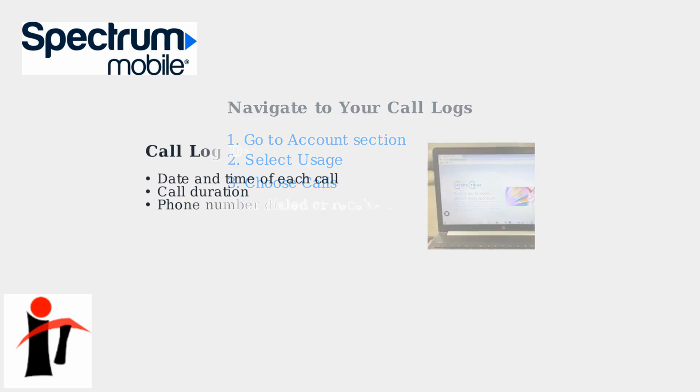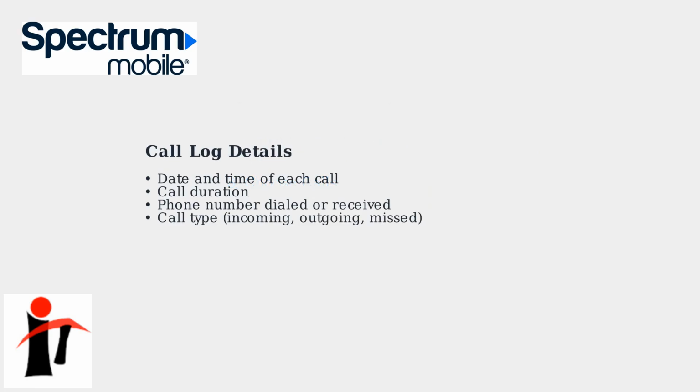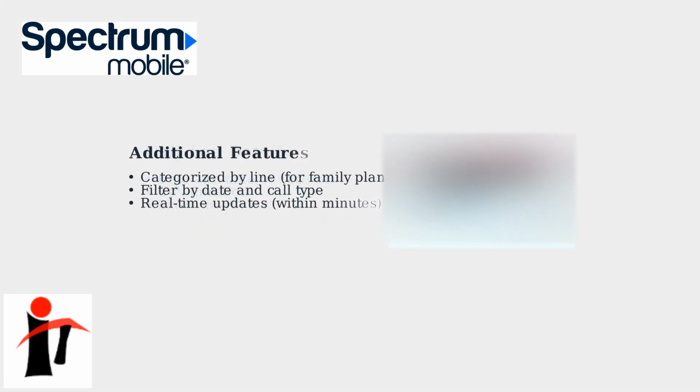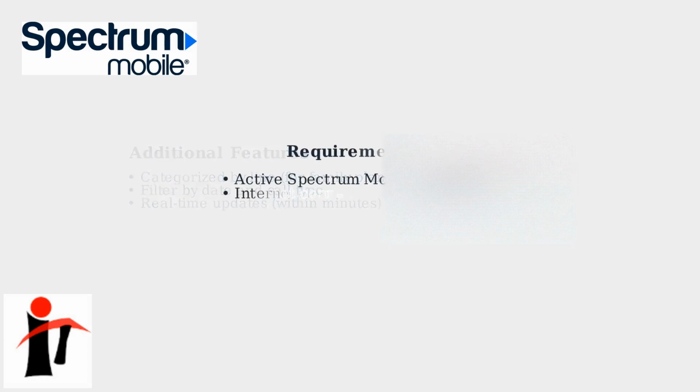In your call logs, you'll find a detailed list including the date and time, duration, phone number, and call type for each call. The logs are categorized by line for family plans and can be filtered by date or call type. New calls appear within minutes for near real-time updates. Note that you need an active Spectrum Mobile account and an internet connection to view your call log.